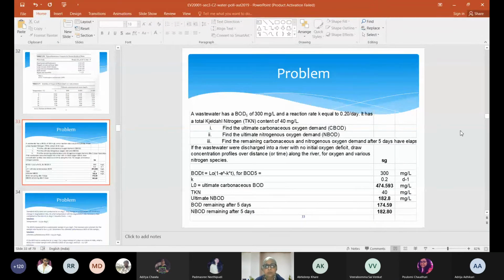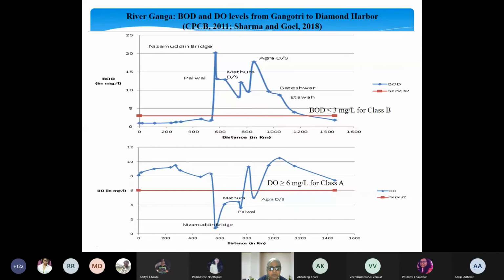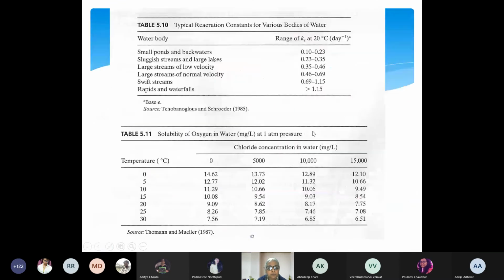Okay, let's now come to a BOD problem. Our wastewater has a BOD5 of 300 milligrams per liter and a reaction rate of 0.2 per day. It's a first order reaction rate constant. The total Kjeldahl nitrogen is 40 milligrams per liter. You have to find the ultimate carbonaceous oxygen demand, the ultimate nitrogenous oxygen demand, and what is remaining after 5 days. So if I revisit this graph, this is at 5 days. What is remaining after that? There's a lot more there, and you have to tell me what is remaining.